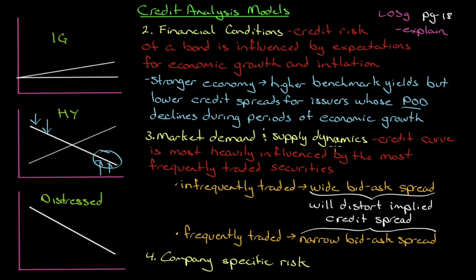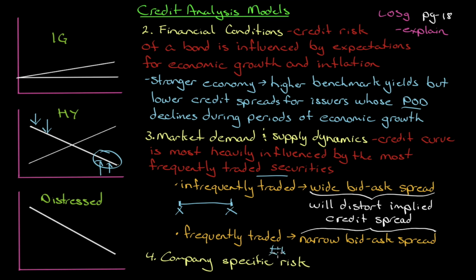So, market demand and supply dynamics. The credit curve is most heavily influenced by the most frequently traded securities. Infrequently traded, you're going to have wide bid-ask spreads. Frequently traded, you'll have narrow bid-ask spreads. So you can think of a bid-ask spread that's about this wide versus one that is this wide. Well, a transaction is either going to happen here or here, versus here or here.